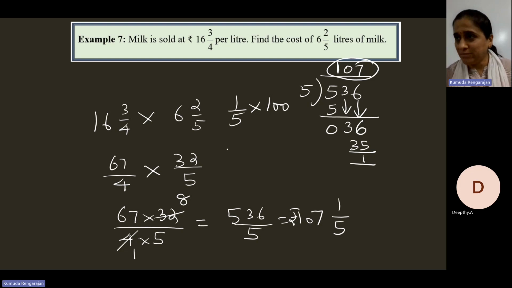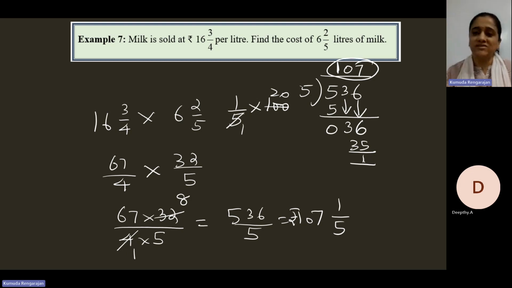See, now if you have to pay the milkman, you'll have to pay him 107 rupees and 1/5 of a rupee. So what is the value of 1/5 of a rupee? 1/5 of a rupee means 1/5 of 100 paise, because 1 rupee is 100 paise. So 5 twenties are 100. You'll have to pay the milkman 107 rupees and 20 paise. So 20 paise is not in circulation now. We don't use 20 paise at all. The minimum value we use now is 1 rupee.